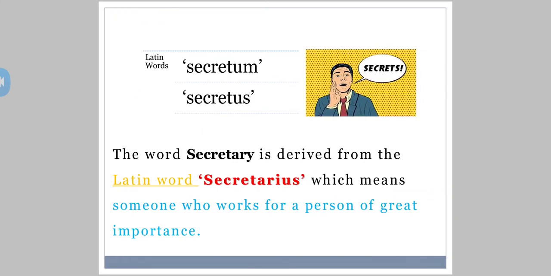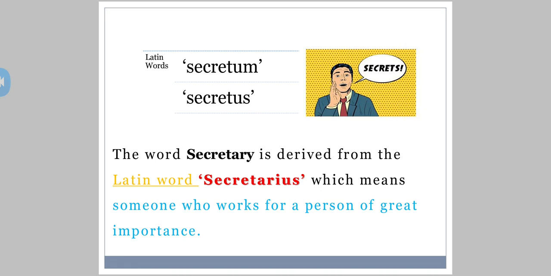Now see here, there are two Latin words, that is secretum and secretus, which mean secrets. So here we go: the word secretary is derived from the Latin word secretarius, which means someone who works for a person of great importance.